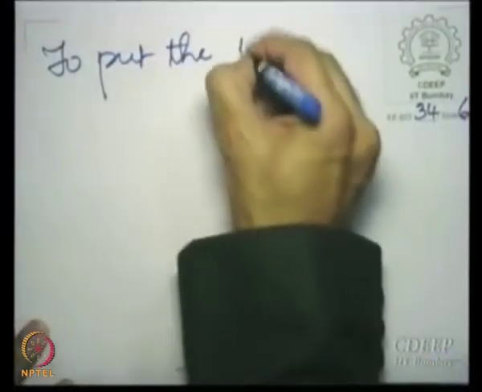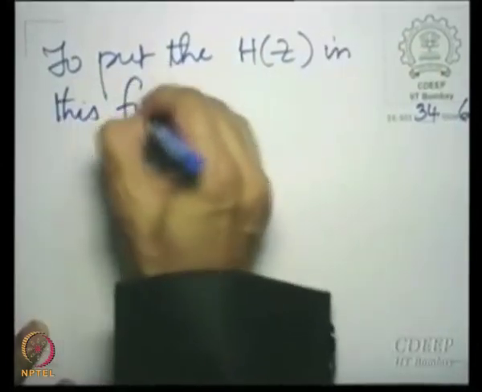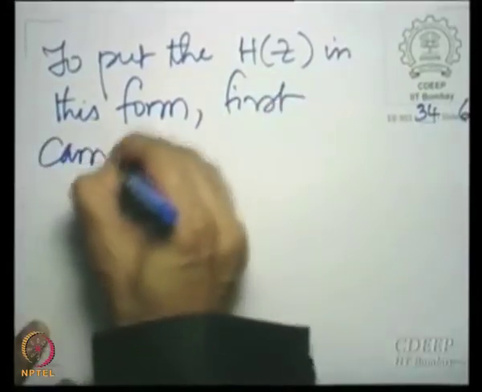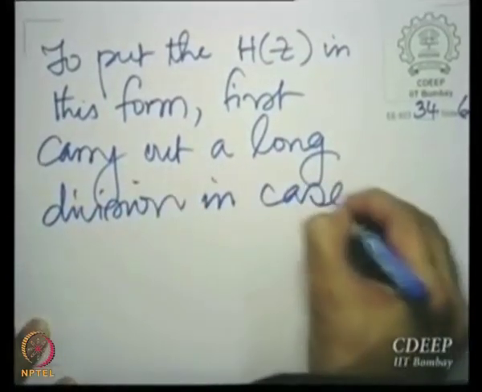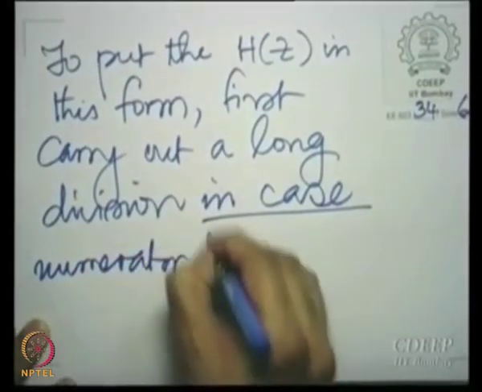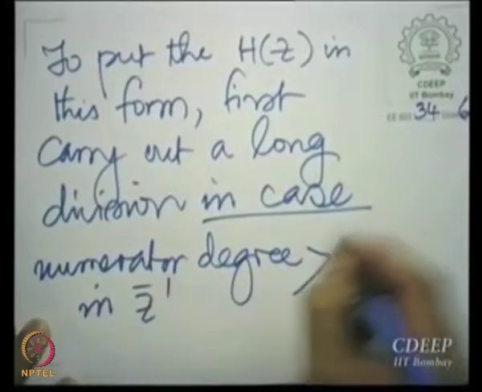So we'll assume then that the numerator carries the remainder after division. When we put it in this form, I'm assuming that you've already extracted that term which might be required by long division, and the remainder has been put on the numerator here. So if necessary, you may want to put one more branch in parallel with the lattice, which corresponds to that term which you have removed by division. I'm not showing it explicitly here, but we'll just write it down. To put the H(z) in this form, first carry out a long division in case the numerator degree in z inverse is greater than the denominator degree.